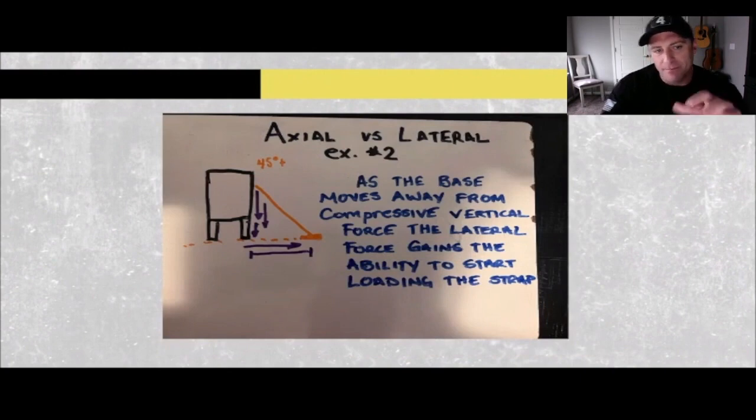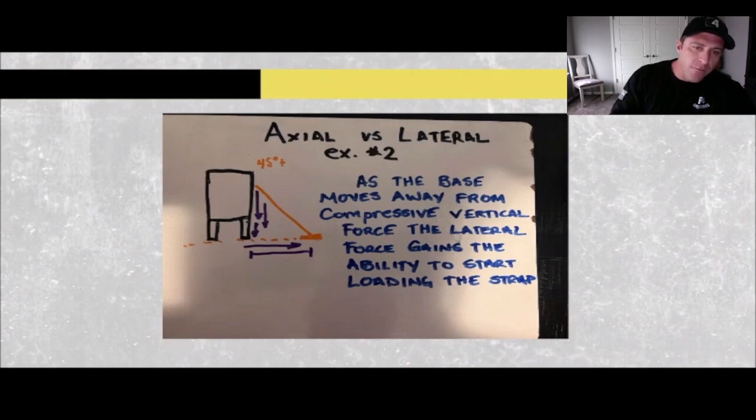The thing you've got to compare it to is when we start talking about 45 degrees. And we'll talk about all this when we get to the 45 degree angle, but axial versus lateral, when we start taking that base away from that vertical force compression. As that base moves away from the compressive force, the lateral force gains the ability to start loading the strap. So the shallower the angle gets, the more strapping becomes important, because it starts not being able to compress that lateral force and actually loads the strapping that we're putting in place.